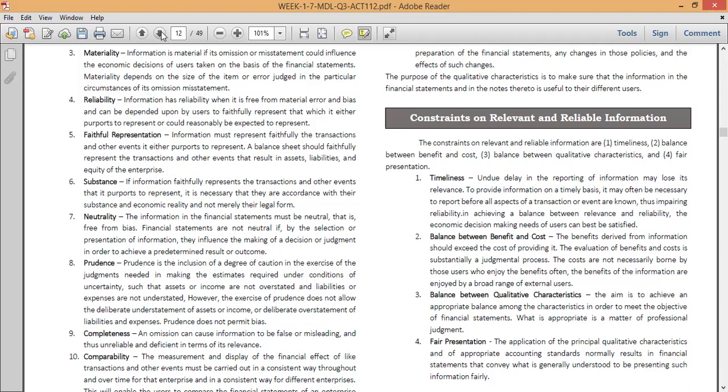The next is neutrality. So, wala kang kinikilingan. 'Di ba? Pagdating sa paggawa ng financial statement. So, hindi mo porket parang ang ginawa mo, 'di ba? Ang daming expenses.